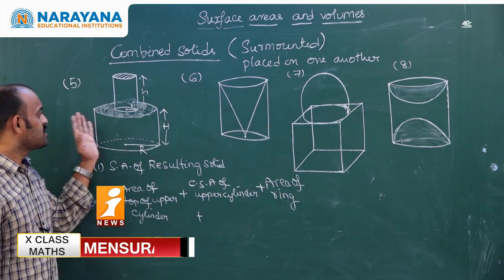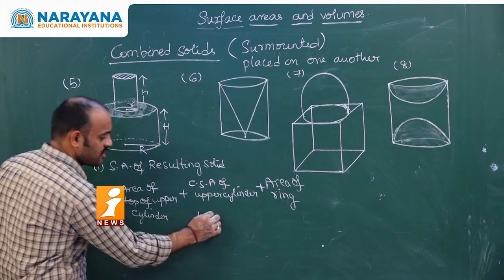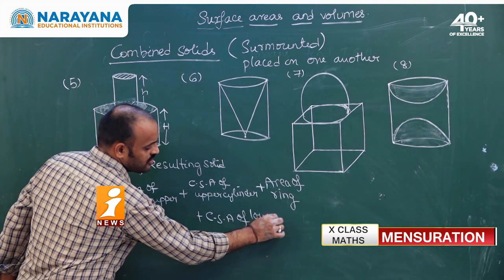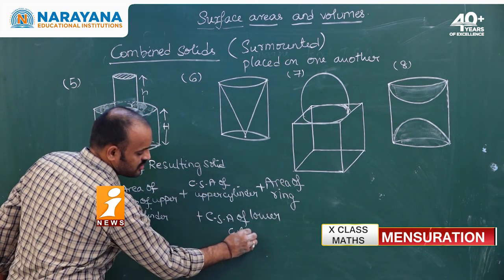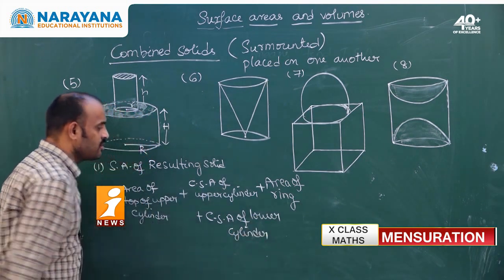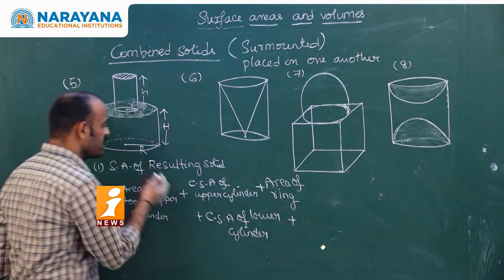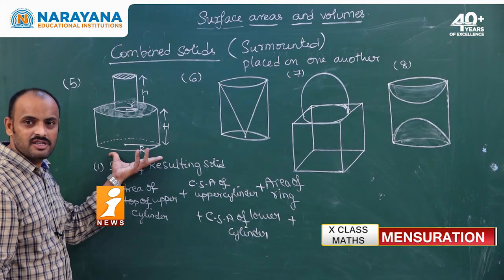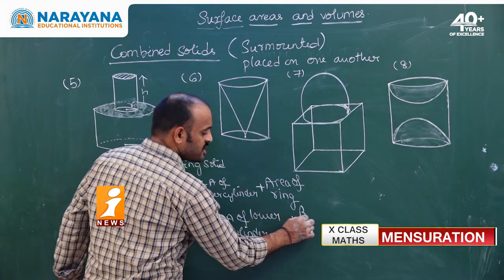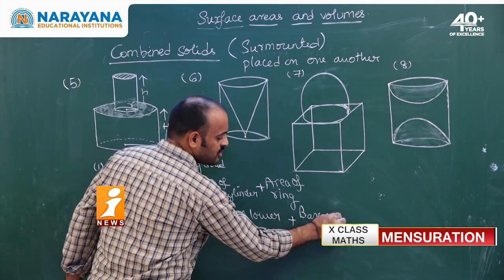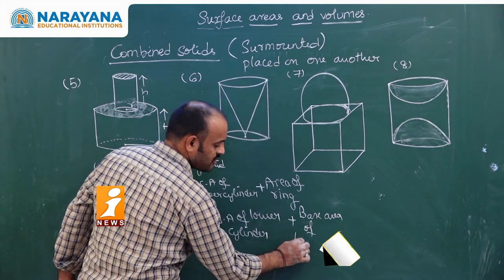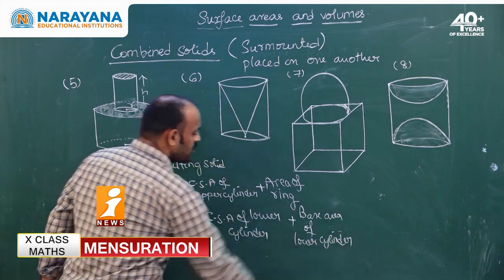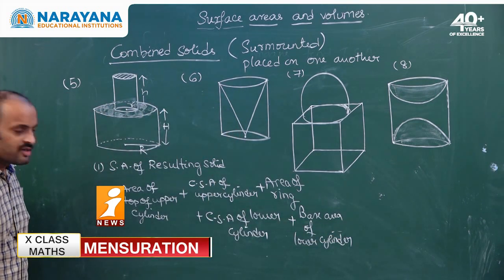plus CSA of lower cylinder, plus, at the base there is no other solid, so we can see the base of this cylinder. So, base area of lower cylinder. Now, substitute each and every formula.